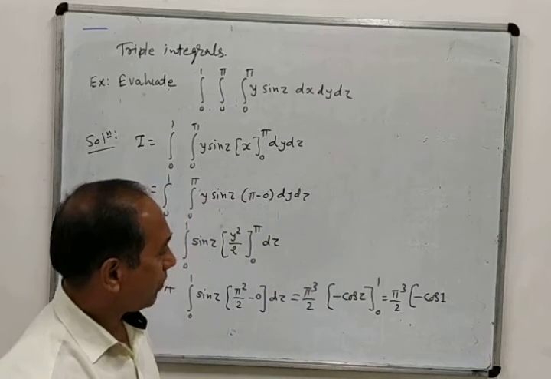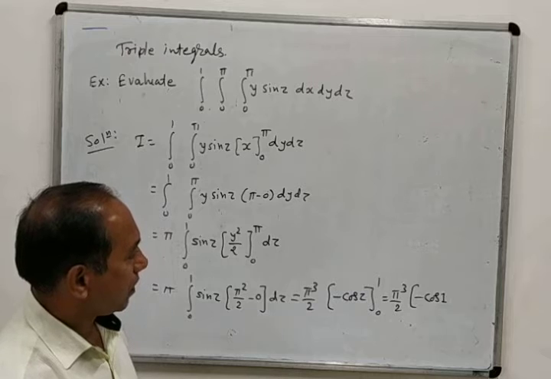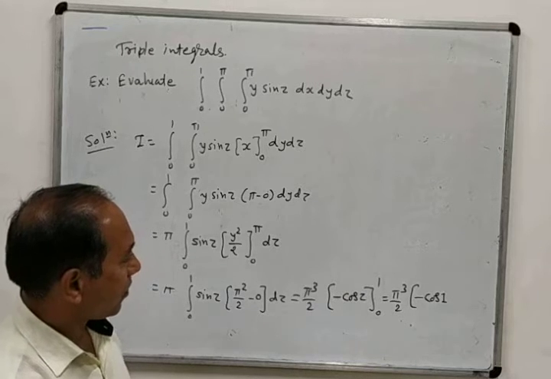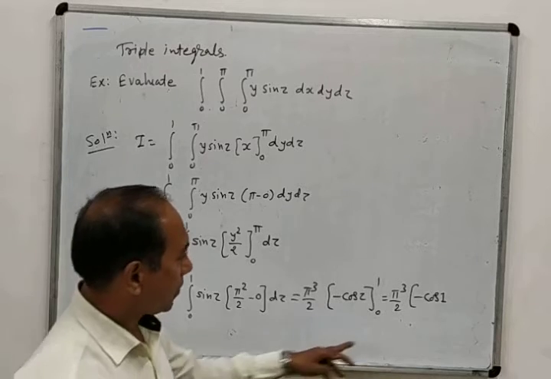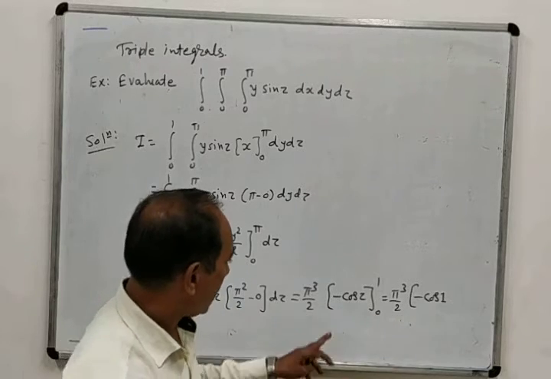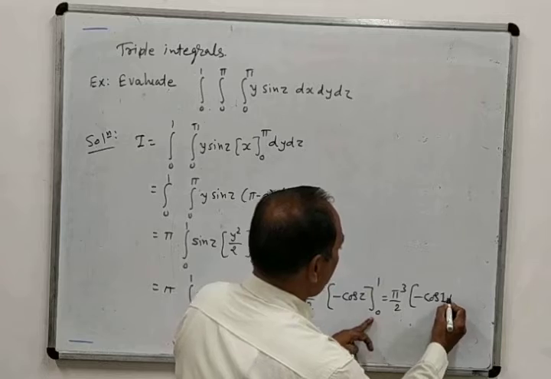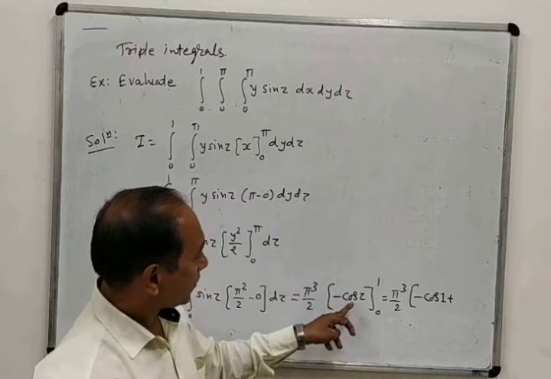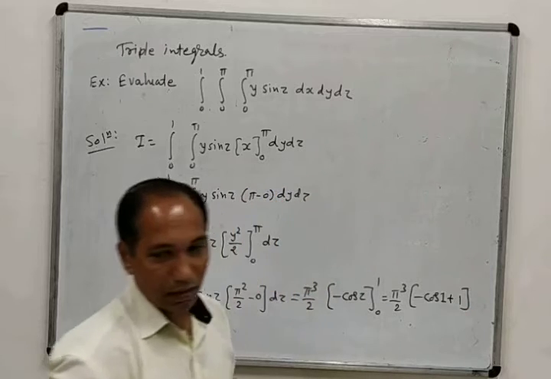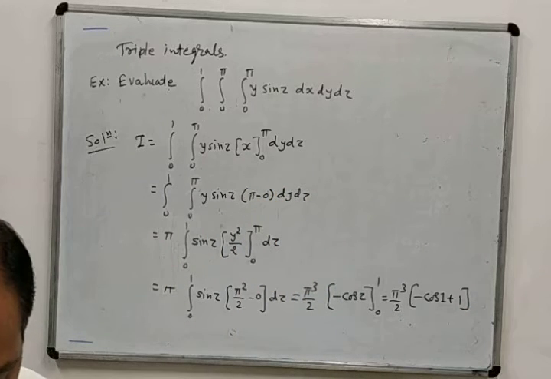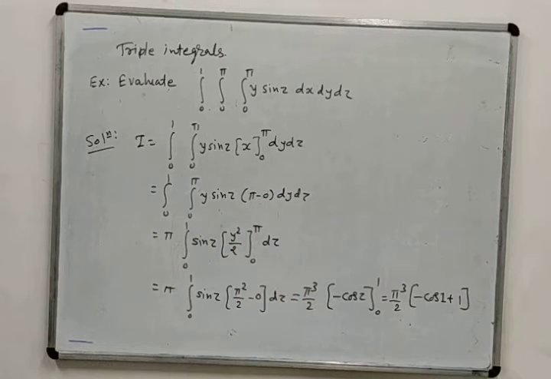Because we cannot write the value directly from our mind. If you can see, you can write it down, but there is no need to. You can keep it as it is. Then for the lower limit, if you put it, minus plus 0, and cos 0 is 1. So this is the required answer of this problem, and you can observe that the solution is very simple.